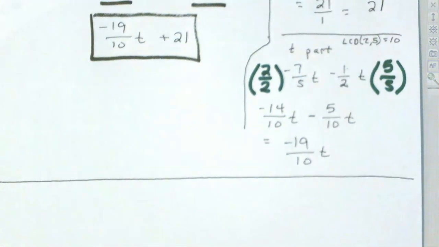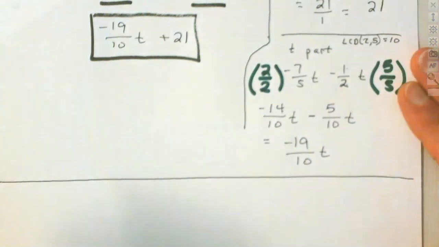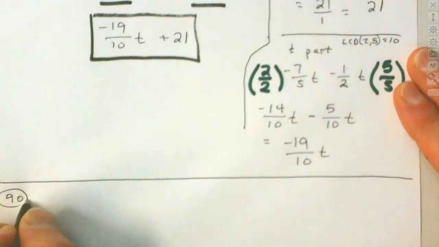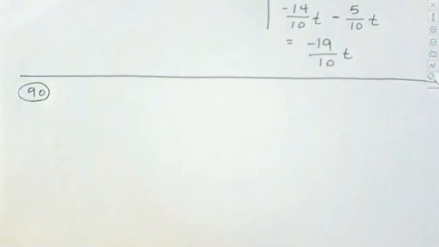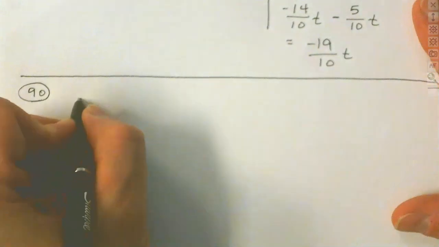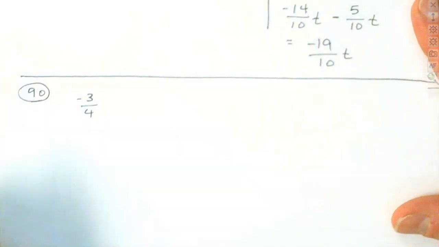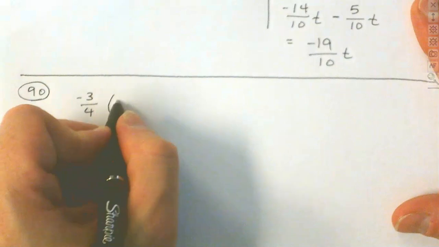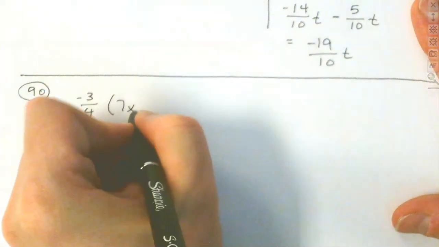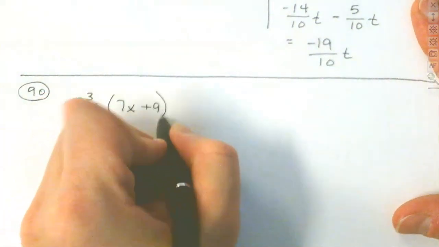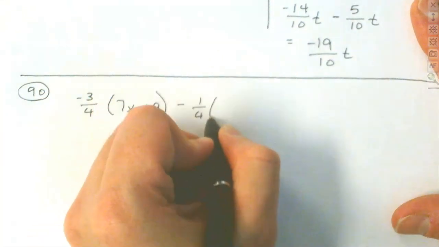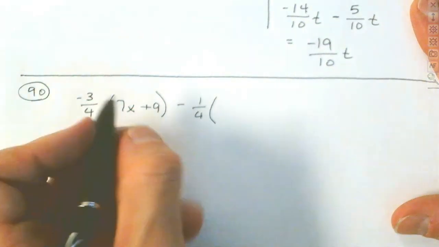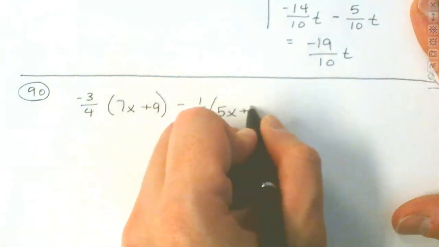Let's look at one more. Let's look now at question 90. Then we'll talk about our homework, and we'll talk about our exam next week. So minus 3/4 times 7x plus 9 minus 1/4 times 5x plus 7.